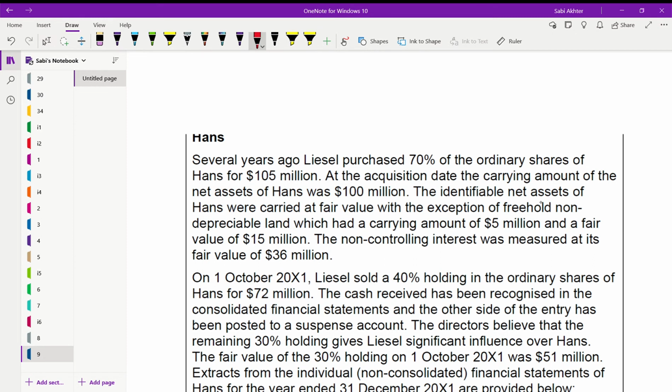Several years ago, Liesel purchased 70% for 105. Net asset was 100 at the date of acquisition, okay? And net asset had a fair value with the exception of freehold non-depreciable land, which had a carrying amount of 5 million and fair value of 15 million, and NCI was 36 million fair value.